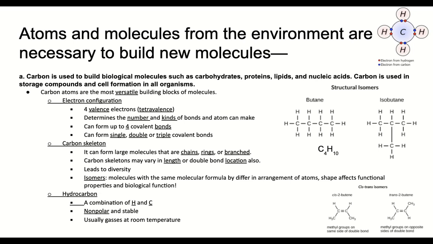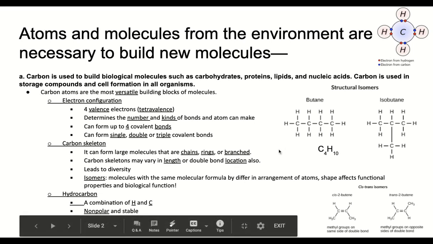All right, it could be a single carbon chain like we see here with butane, or it could be branched like we have here with isobutane. Butane and isobutane are what we refer to as isomers. They're molecules with the same molecular formula, C4H10, but different shapes, which means they're going to have different biological functions. Carbons can also form ring structures. If you think about glucose, it has a ring structure to it. And so all these different shapes, and isomers, lead to diversity.